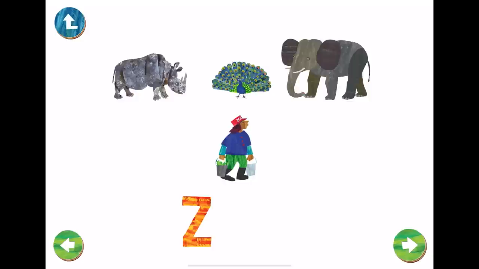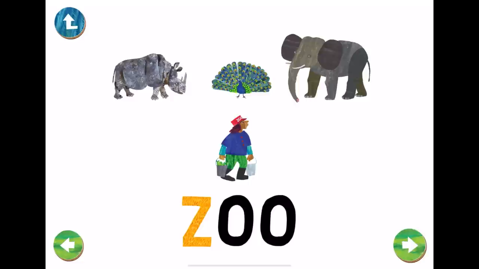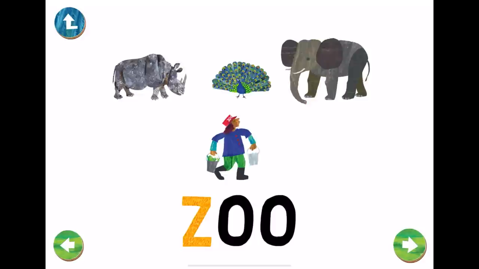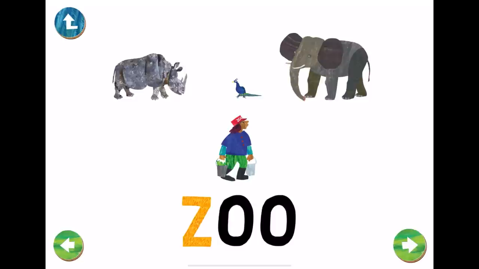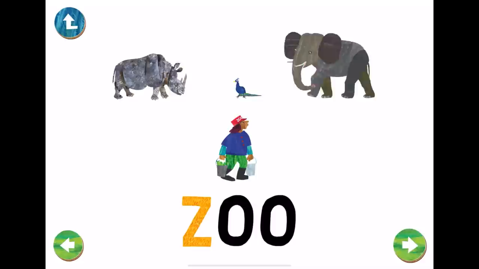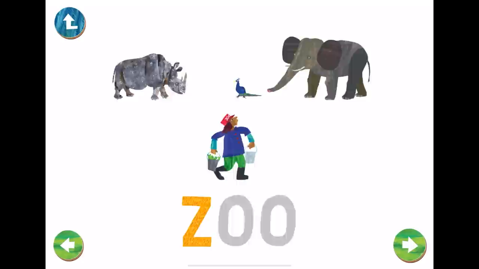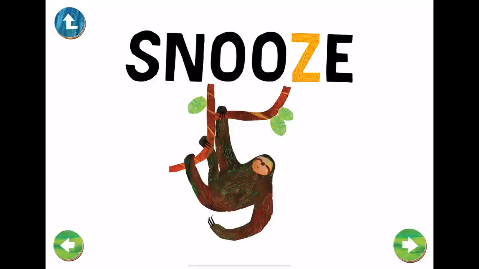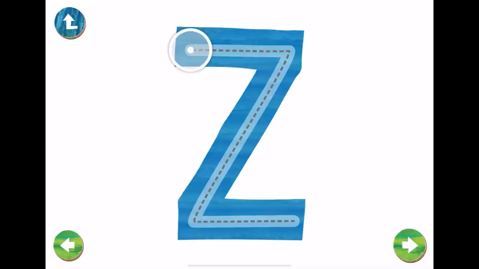Z is for zoo. Zoo. Z is in the word snooze. Shh, don't wake that snoozing sloth. Snooze. Trace the letter Z with your finger.